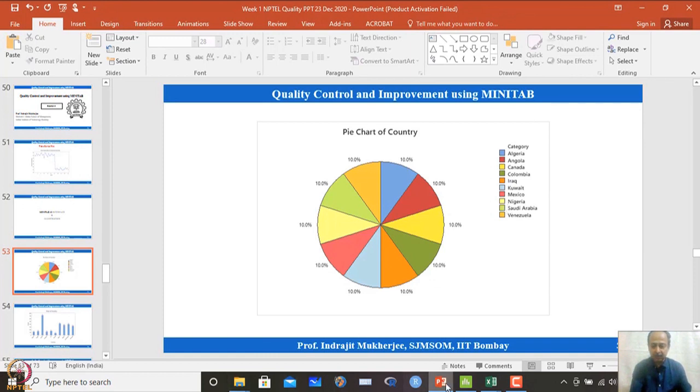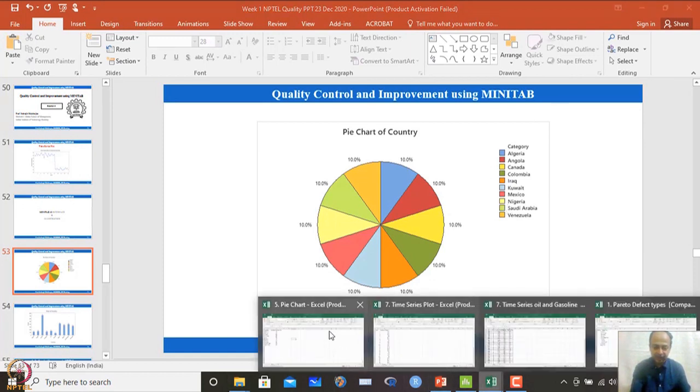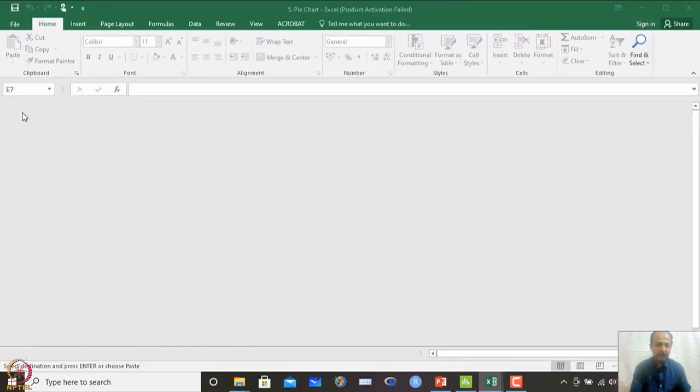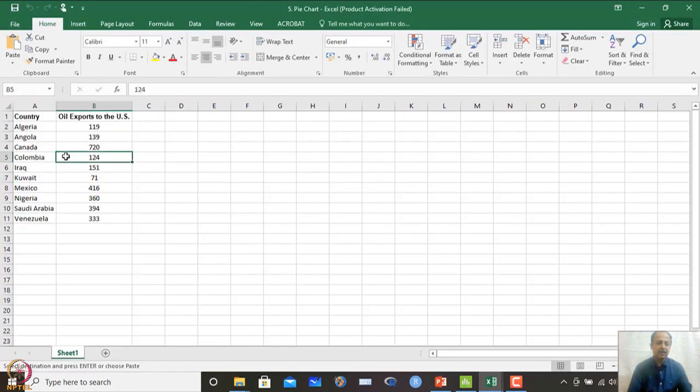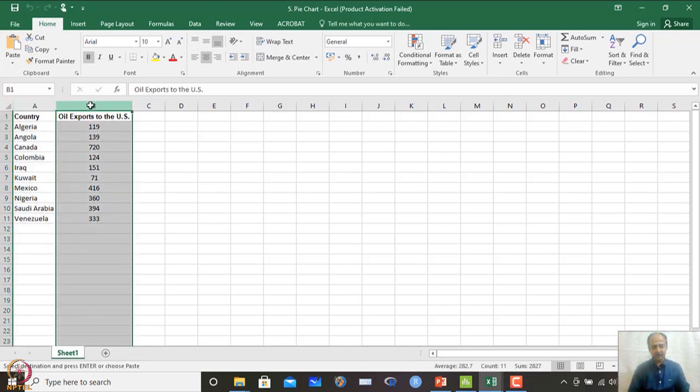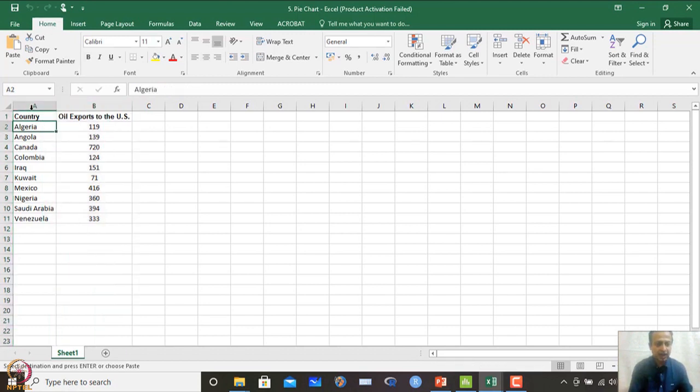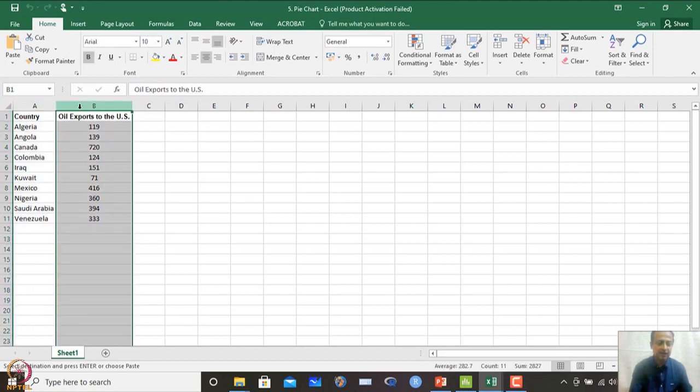So I will open a data set which can be used for demonstration. I am using a data set which shows the country information, and oil export to the US maybe in thousands of dollars. So we can think of some coded data variable over here. So I have a categorical variable and I have a numerical or continuous variable over here.